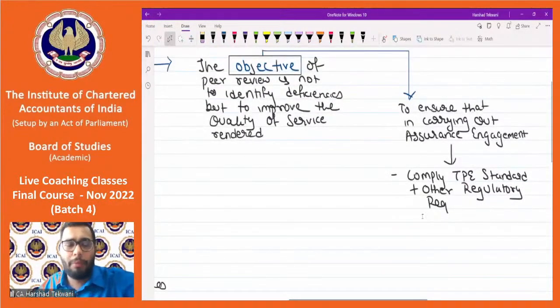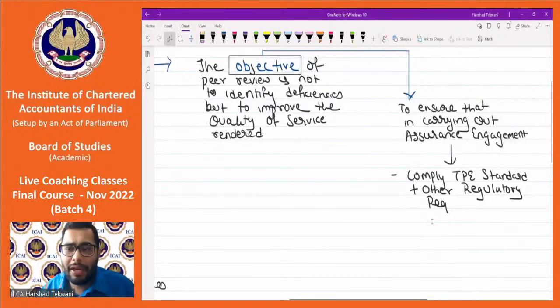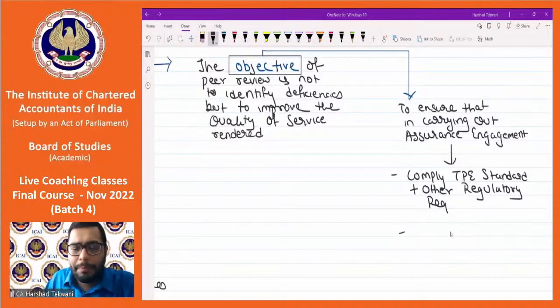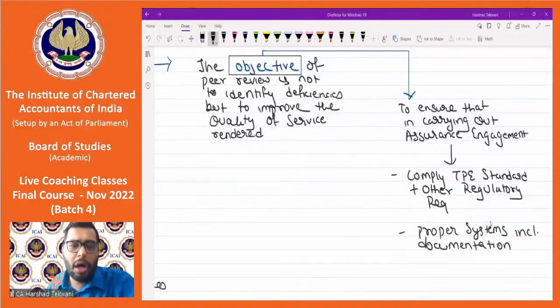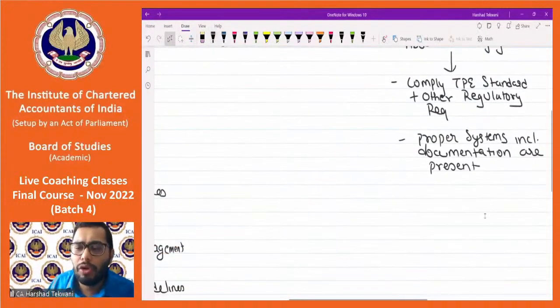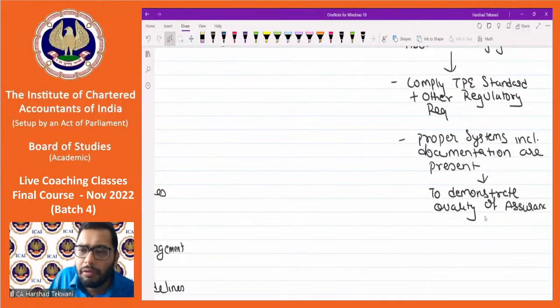Okay. That's the objective of the peer review: to ensure that in carrying out the assurance engagement, compliance with the technical and professional standards, plus other regulatory requirements, is done. Second, proper systems, including documentation, are in place, which demonstrate the quality of the assurance service.